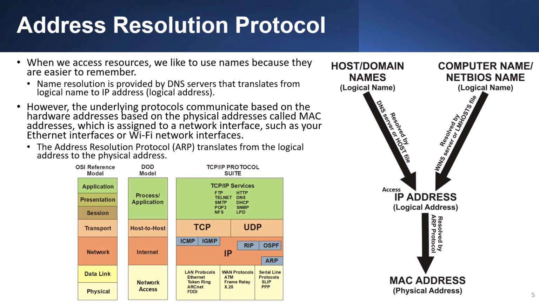When we access resources, we like to use names because they're easier to remember. Name resolution is provided by DNS servers that translate from the logical names to the IP addresses, or logical addresses. However, the underlying protocols communicate based on the hardware addresses, the physical addresses called MAC addresses, which are assigned to a network interface such as your Ethernet interface or Wi-Fi network interface. The Address Resolution Protocol, or ARP, translates from the logical address to the physical address.